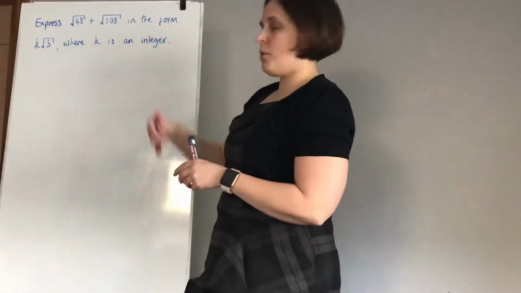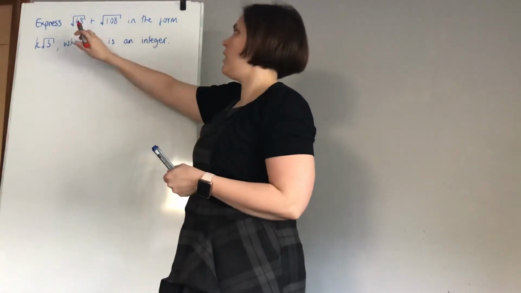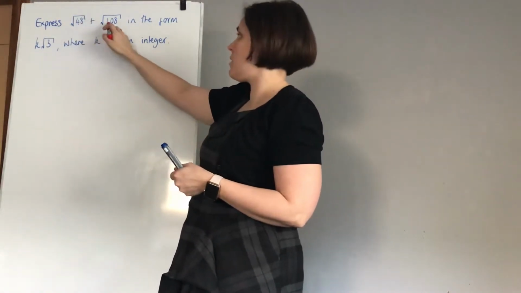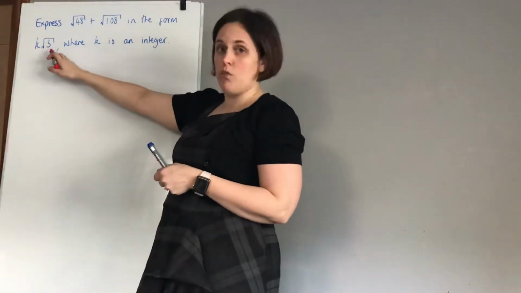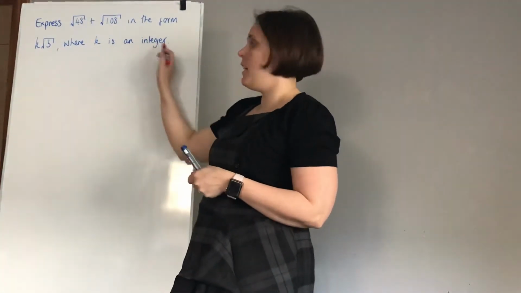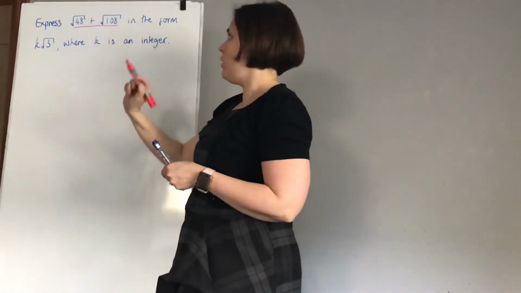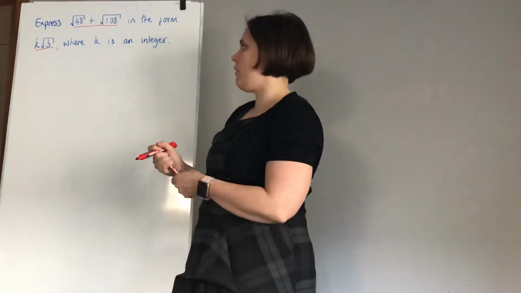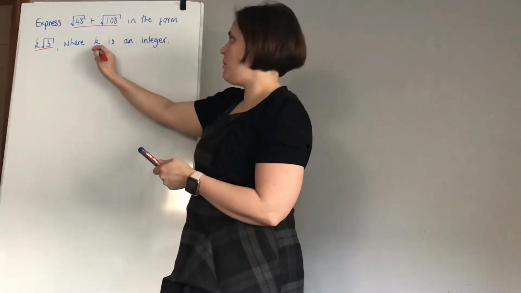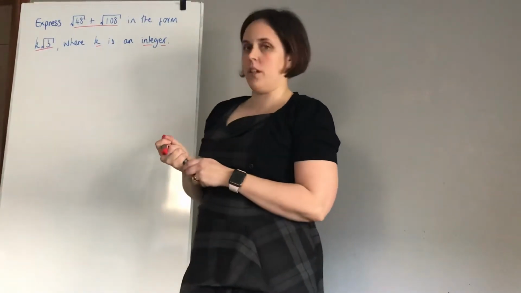Hi, so this question is all about surds. It says express the square root of 48 plus the square root of 108 in the form k root 3, where k is an integer. Okay, so this is the expression we're looking at. We need to make sure what form we want our answer in, and it's important to notice that our k here is an integer.